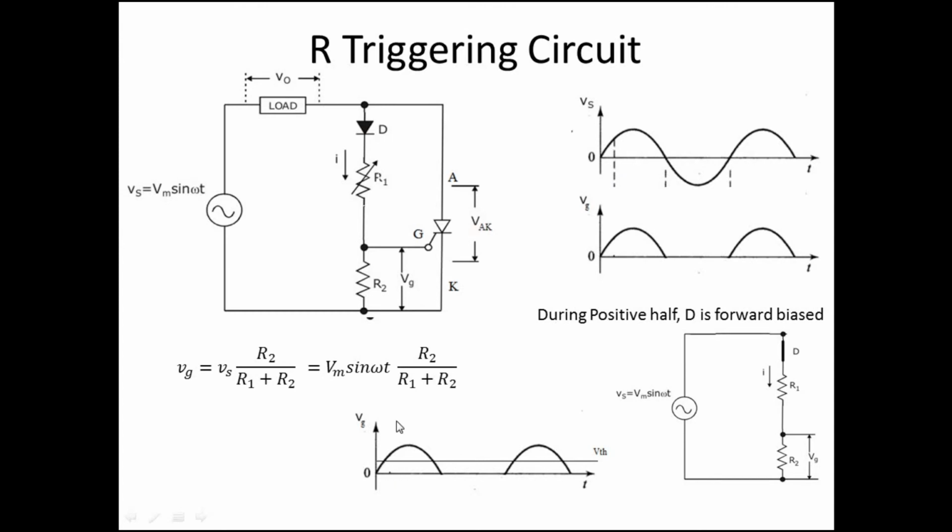Then suppose we increase R1 again. The amplitude decreases, so it becomes equal only at this point. So alpha is increased, the firing angle is increased, meaning firing is delayed up to this point. Again we increase R1, and the amplitude decreases again, so it will be equal only at this point. So we can vary the firing angle from this point to this point.